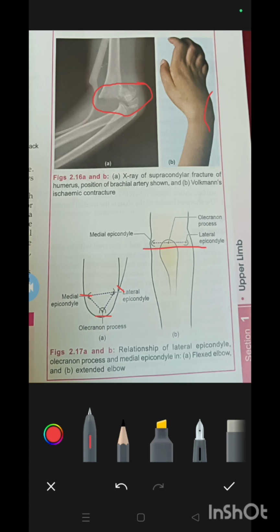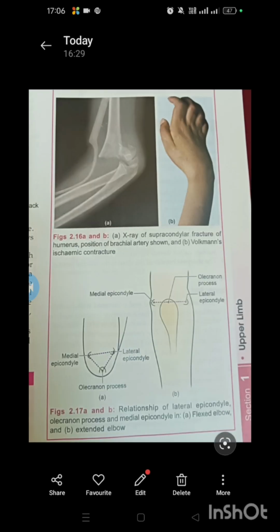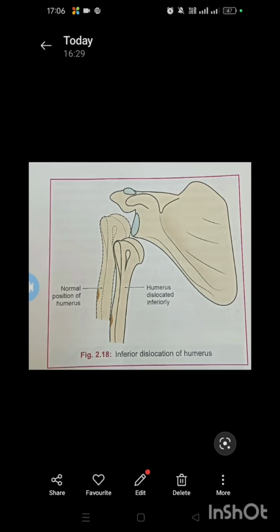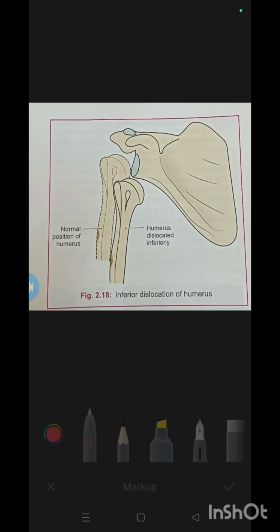in an extended elbow. The humerus has poor blood supply at the junction of its upper 1/3 and lower 2/3. Fracture at this site shows delayed union or non-union. The head of the humerus commonly dislocates inferiorly. Here is the dislocation of the humerus. This is an inferior dislocation of the humerus.